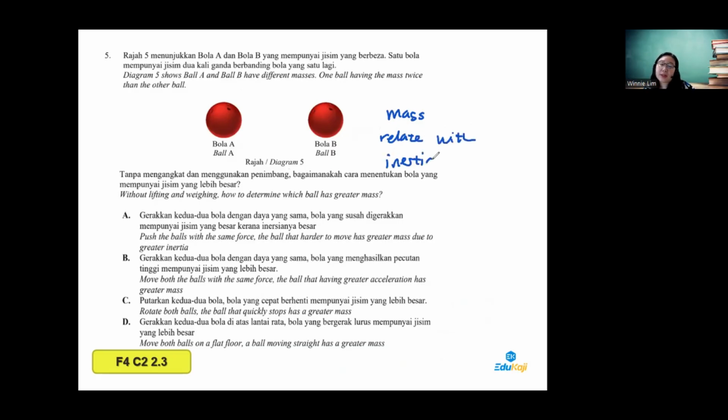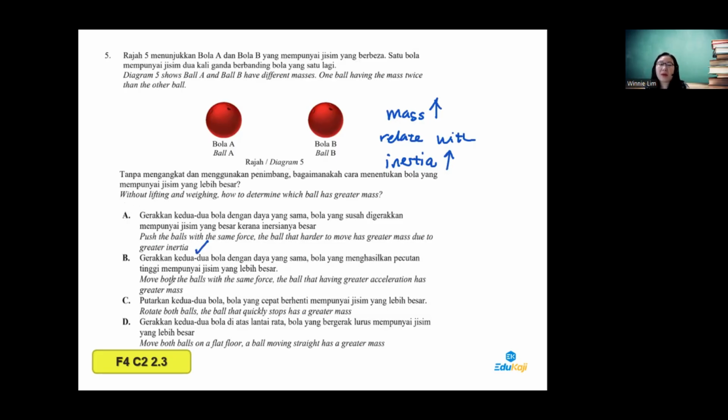inertia. So what is the concept of inertia? Tendency of an object to resist change in motion. If they have higher mass, that means they will have higher inertia. That means if the object is heavier, it's actually much more difficult to move and also much more difficult to stop as well. So push the ball with the same force. The ball that is harder to move has greater mass, correct? Because it has greater inertia.